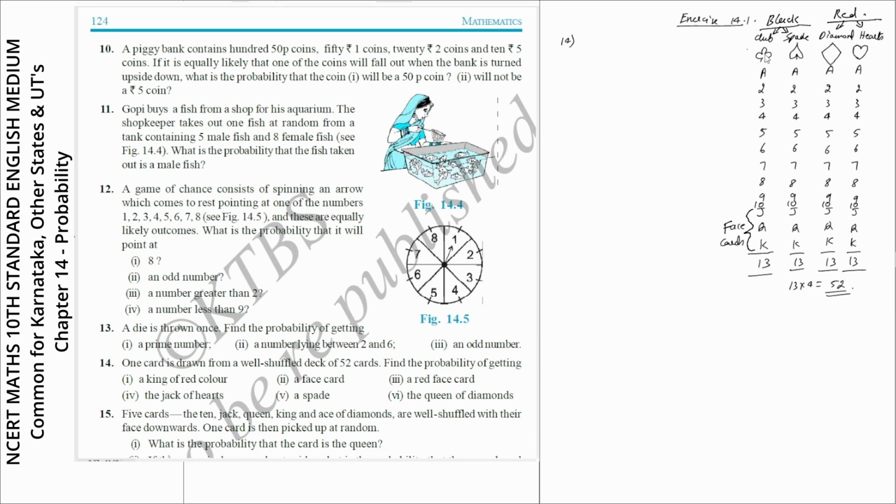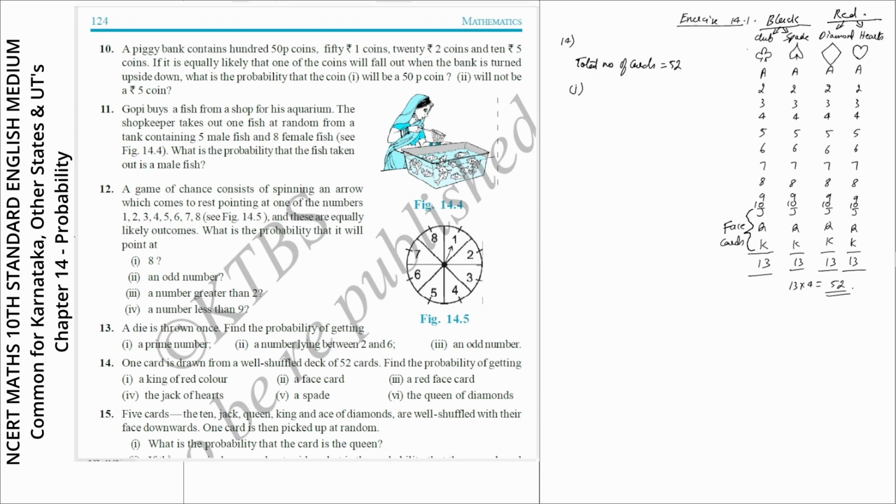The club cards contain ace, 2, 3, 4, 5, 6, 7, 8, 9, 10, and jack, queen and king. So this totals up to 13. Similarly, spade also has ace, 2, 3, 4, 5, 6, 7, 8, 9, 10, jack, queen and king, totaling 13. Similarly, in diamonds there are 13 cards, and in hearts also there are 13 cards. So this totals up to 52.